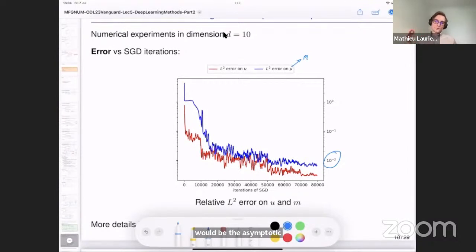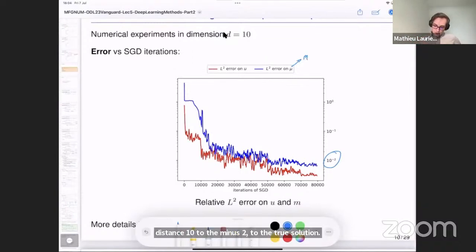So here it will not go to 0 because you have some kind of incompressible error due to the architecture and other accumulation, other numerical errors. But the error is very small. So again, this is not just your loss function, this is the L2 error. And so it means that you are at distance 10 to the minus 2 to the true solution.